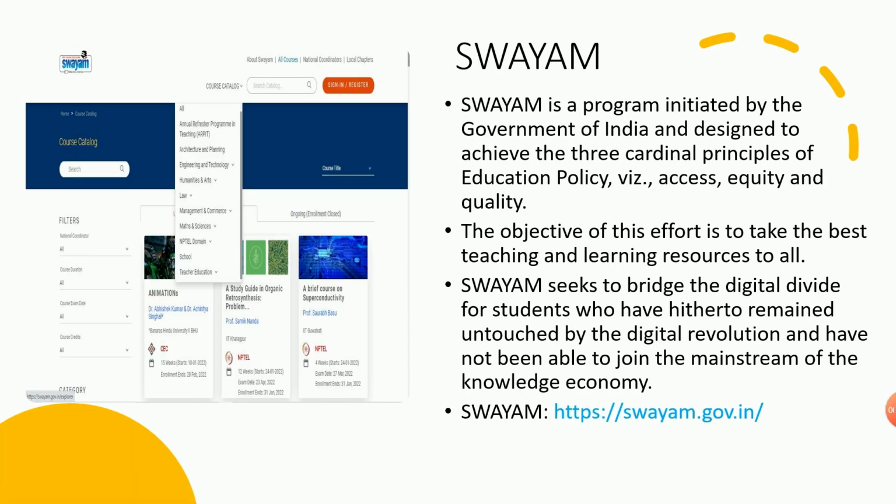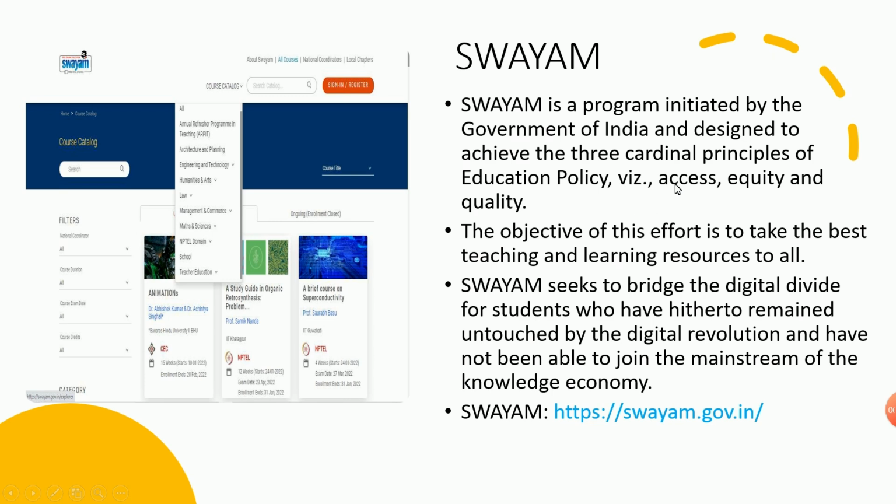Through Swayam, you can join a course, learn it, write assignments, everything, and gain a certificate. If not exactly equal, it is almost equivalent to a degree or certification course you have gone through in a university. The Swayam program was initiated by the Government of India to achieve three principles. First is access, next is equity, and then quality.